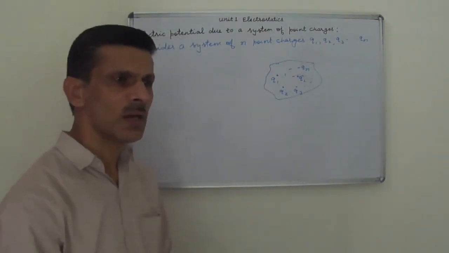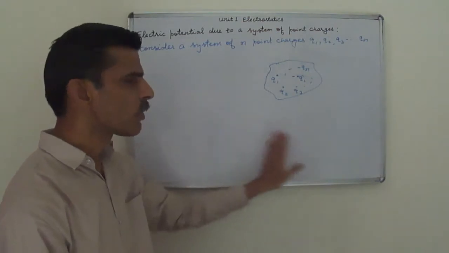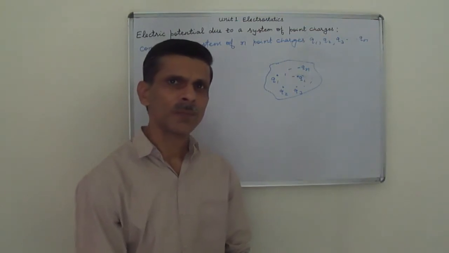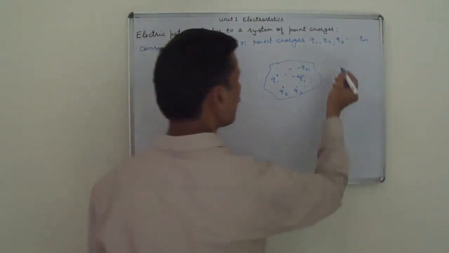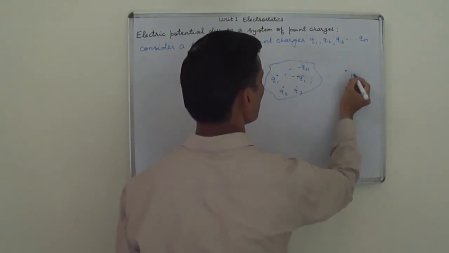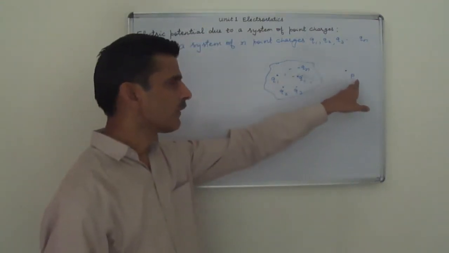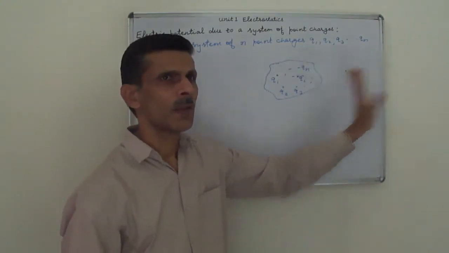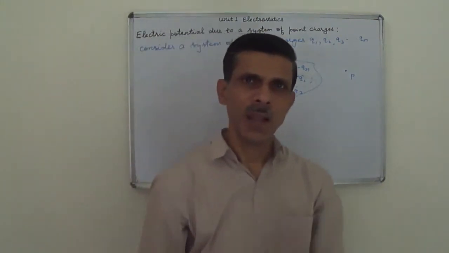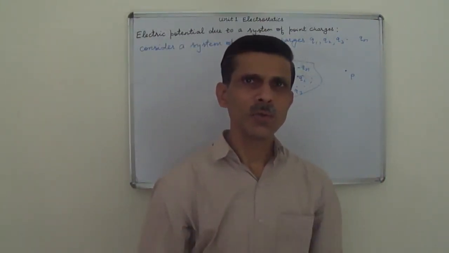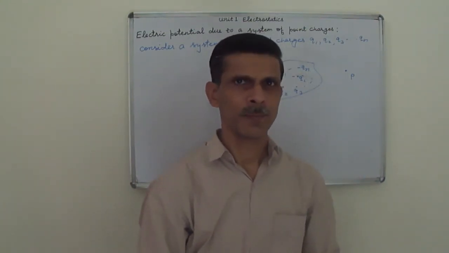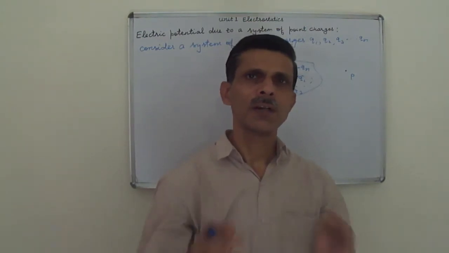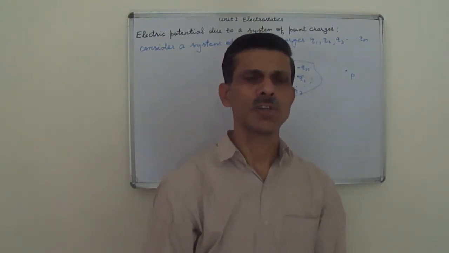And we want to find potential due to this system of charges at a point, and that point may be inside the system or it may be outside the system. Say the point is here, this point P. So at this point P, there are electric potentials due to each point charge, and net potential will be the algebraic sum of potentials due to each charge. That is electric potential. It also obeys the principle of superposition.